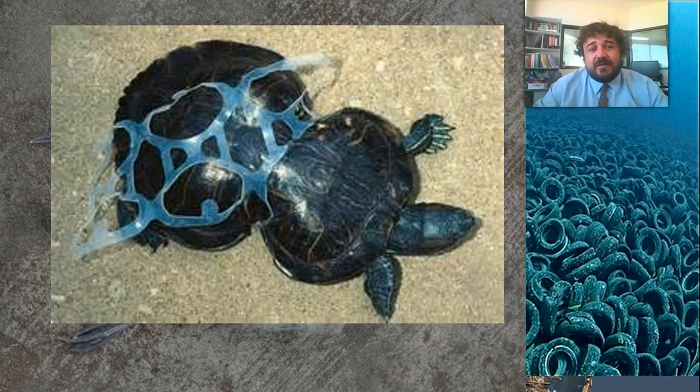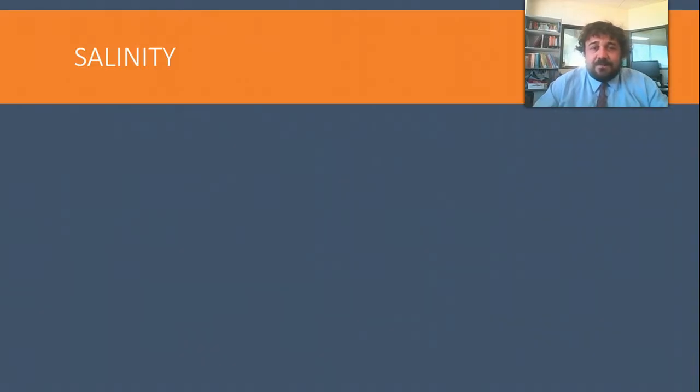Here's a turtle from the same spot, and it's had a plastic ring around cans. They don't even make those anymore. That's a photo from last year. They don't even make those anymore, and still they're out there. And it would have got around this turtle when it was really small, and the turtle kept growing, and it's grown around it, and that turtle obviously is not in a good way.